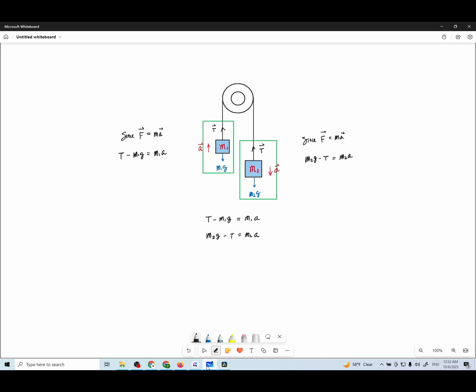We then have a set of two simultaneous equations. We can add the two equations together, eliminate T, and solve for a. We can then plug a back into the first equation to solve for T. Notice that there isn't a single coordinate system that will work. Further, in each of the two parts, we have to choose a coordinate system that best suits the situation. And that completes our treatment of Atwood's machine.